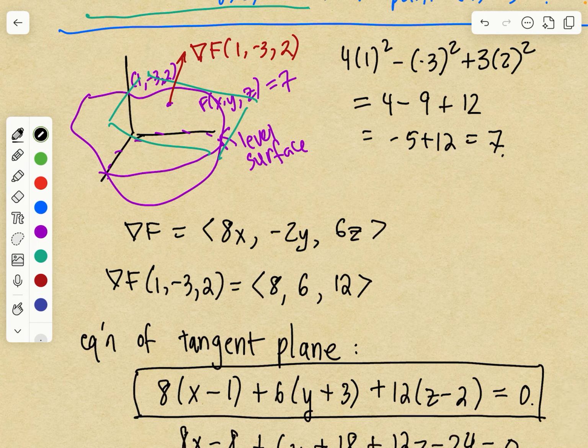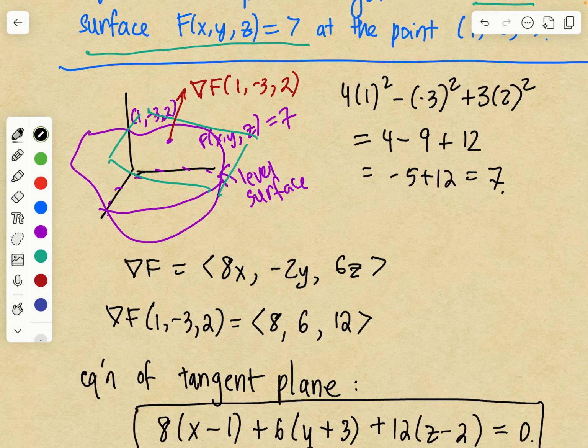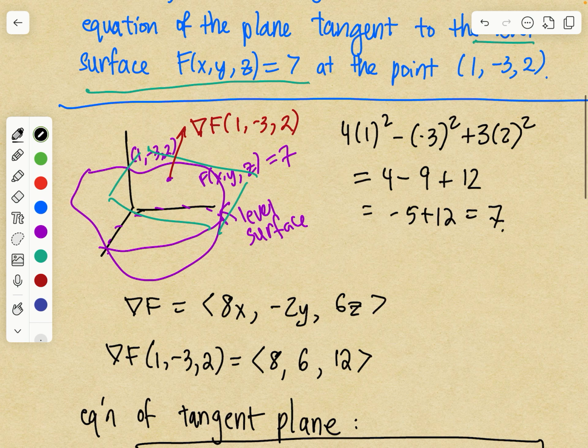But before I stop the video, let's give some idea of why it's true that the gradient vector is orthogonal, is perpendicular to this level surface. So the point is, if you think about, again, capital F as the temperature, if you're on this purple surface, your temperature is always 7. One of the facts is that the gradient vector always points in the direction of greatest increase. That's a fact about the gradient vector. So why would it be orthogonal to the plane?